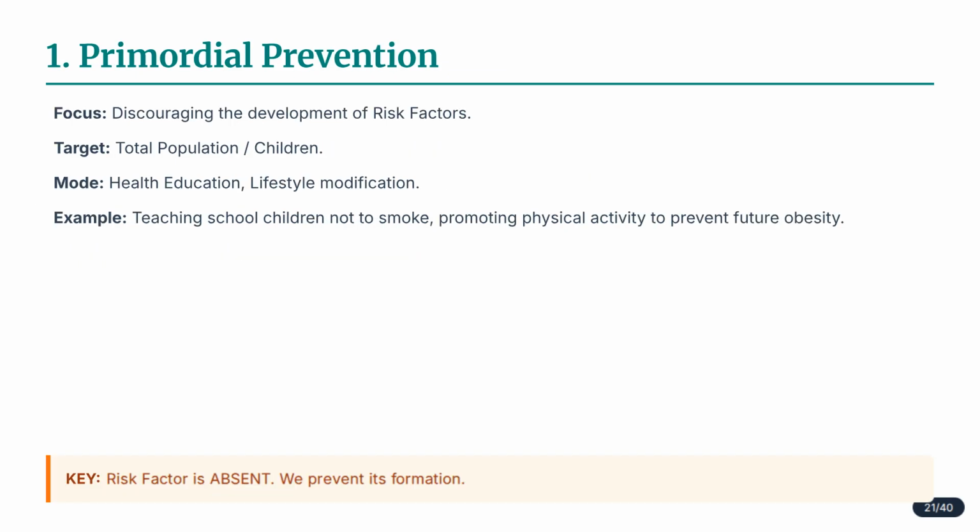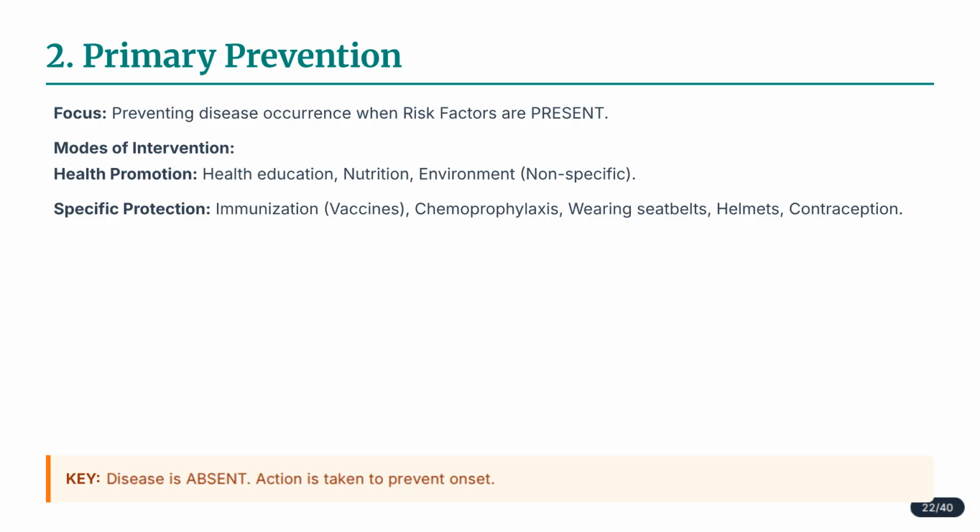Primordial prevention focuses on discouraging the development of risk factors, targeting the total population or children through health education and lifestyle modification. An example is teaching children not to smoke. Primary prevention aims to prevent disease occurrence when risk factors are present. This includes health promotion, like nutrition, and specific protection, such as immunization, wearing seatbelts, or using contraception.